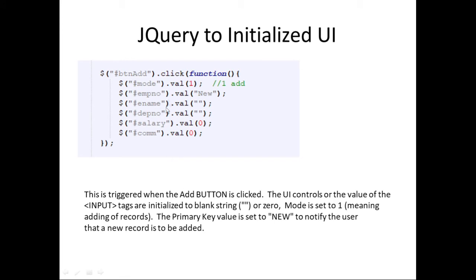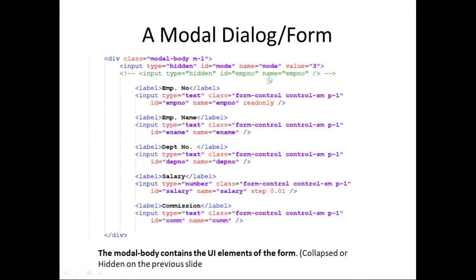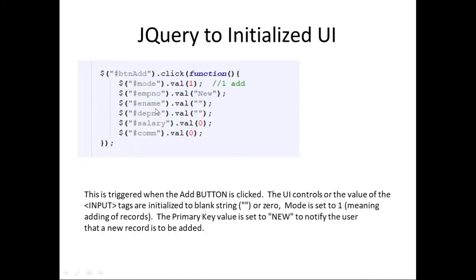And then we have here the jQuery to initialize our UI. If you still remember, these are actually the IDs of the UI controls. Let's go back a little bit. The IDs here are empno, ename, depno, salary, and com. So if we're going to click the add button, what we're going to do is display new inside empno, and we display blank for ename and depno, and we display 0 for salary and commission.